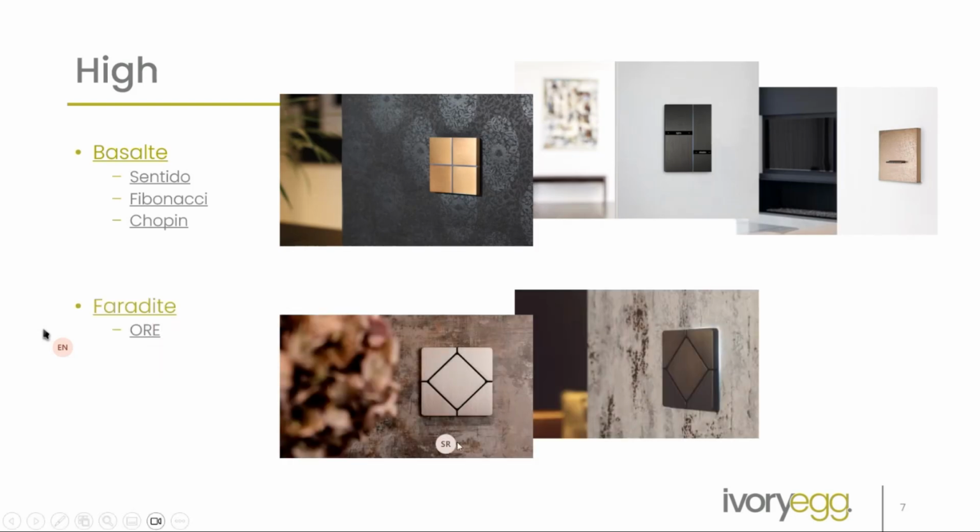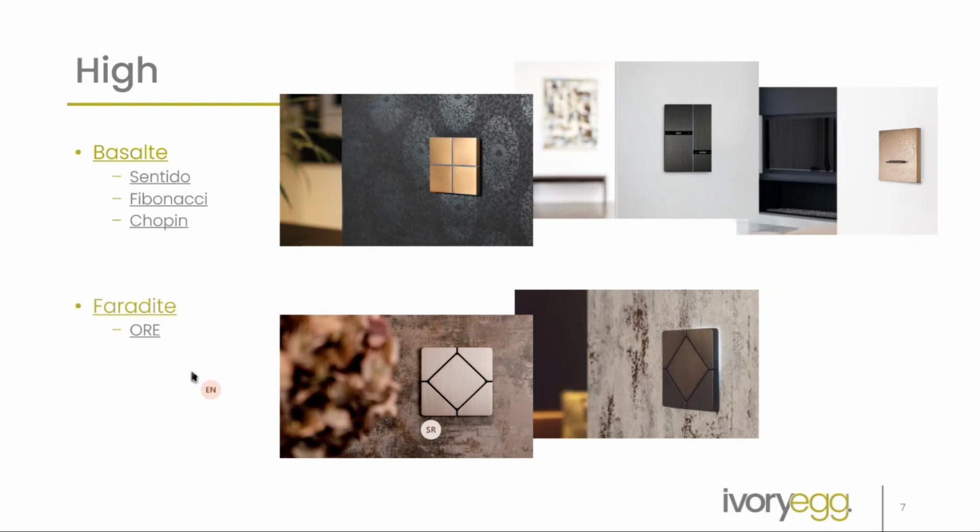Sorry, everyone. So the Faraday Ore is, again, similar to the Basalt. It's more scene-based. It's 5 buttons. So the goal is to have the middle button be the on and off, and then have all 4 buttons around be different scenes. They are from raw natural metal materials. It's kind of like the Basalt.